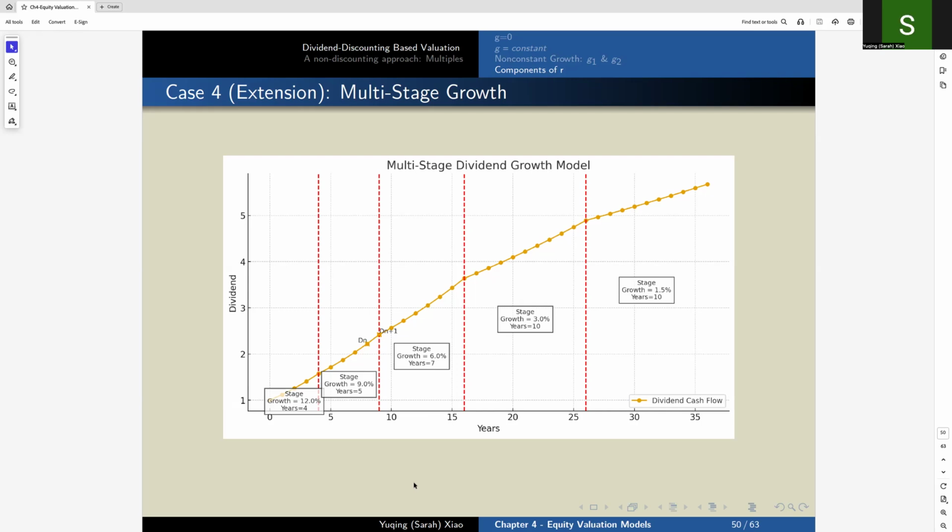This shows the flexibility of the dividend discount models in handling firms with complex growth patterns. Although the more stages we add, the more assumptions we are making.